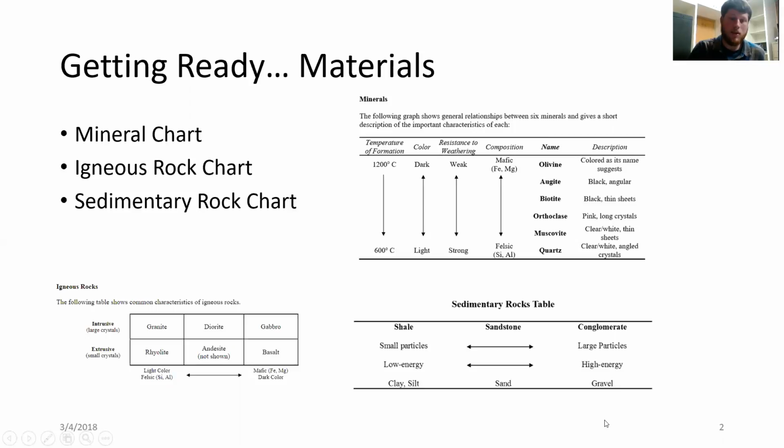As you look at these tables, you can see, at least in the case of the igneous rocks table and the minerals table, we have several minerals and rocks listed, as well as some factors that go into their composition, their strength, their formation processes. All of that information is available in these tables. You're going to be thinking about these relationships as you answer your questions. So make sure you reference those a lot.